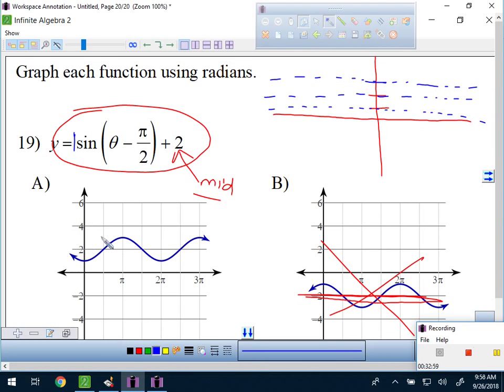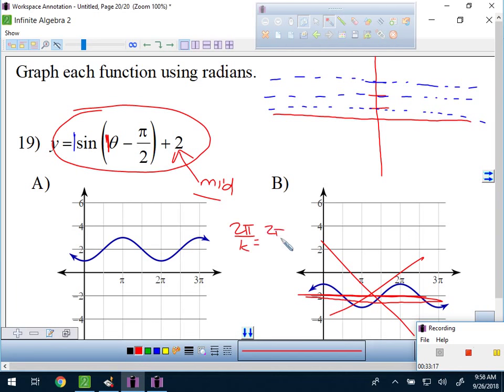So in reality, guys, answer choice A is looking pretty good right now, because see, my midline's at 2. It went up 1 and down 1. So that's looking pretty good. All right, now let's talk about my period. The understood value for K in this problem is 1. You don't need to memorize the formula. It's 2 pi over K.